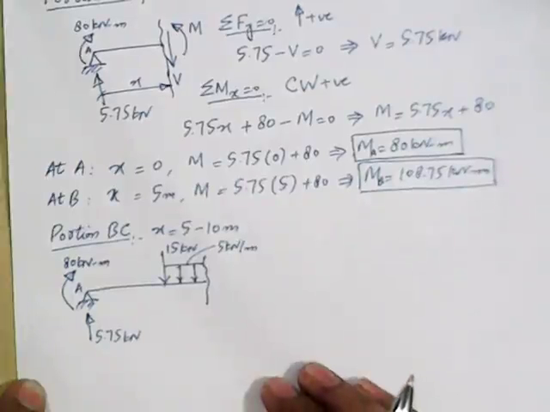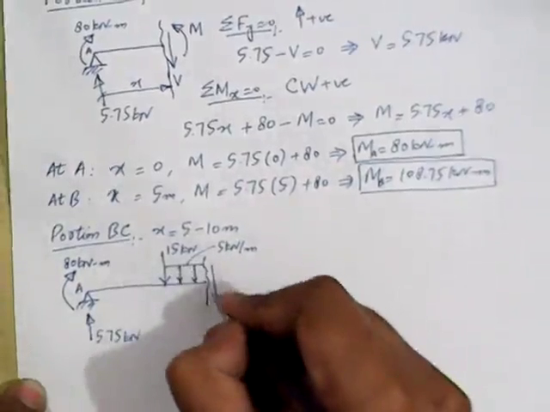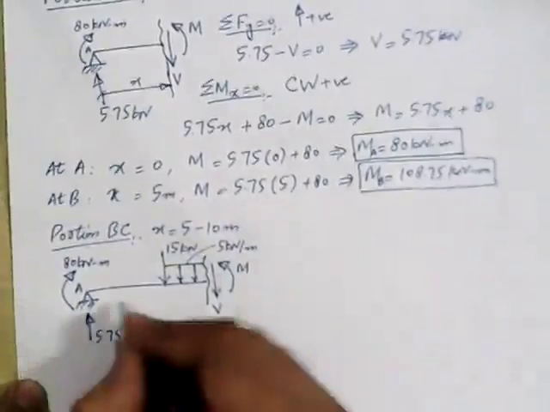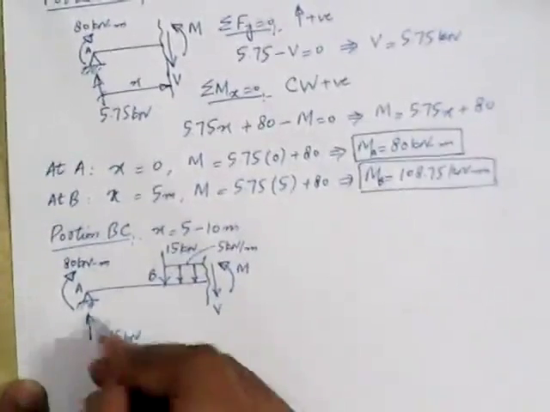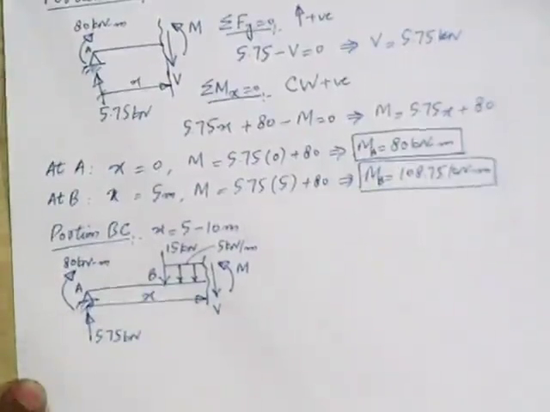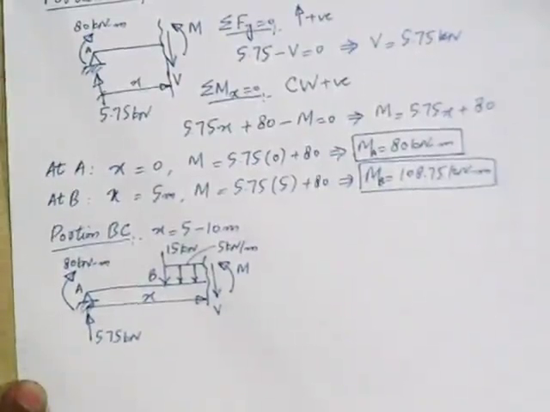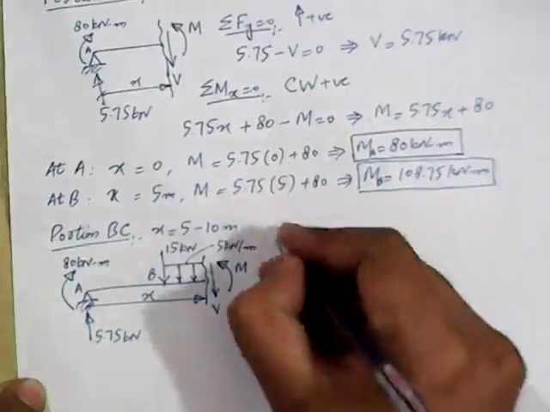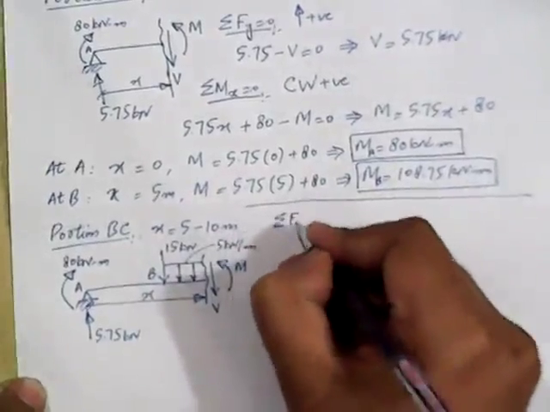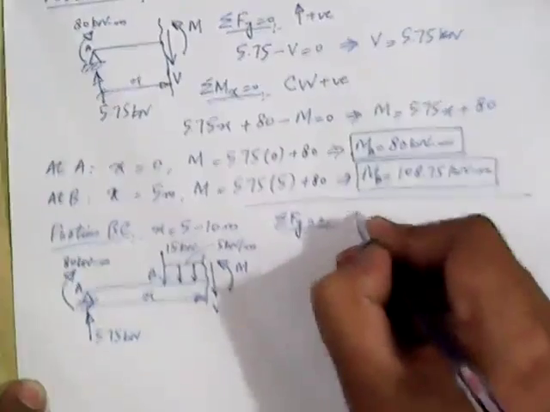What else? Is there any other force present in portion BC? The exposed shear force V and exposed bending moment M, and this point is point B. The location of the section with respect to support A is x. So I think this completes the free body diagram for portion BC. Now let's write down the equation for shear force and bending moment. For shear force, we will write down sigma Fy equal to 0, and our convention will be to take upward forces as positive.